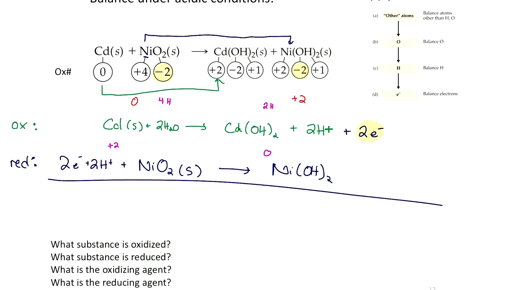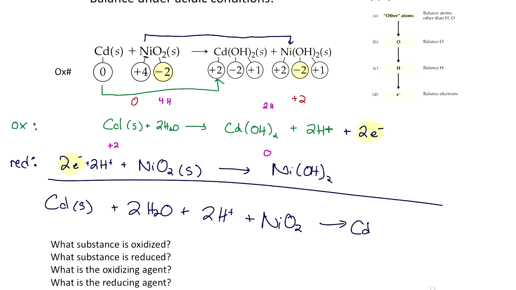And what we'll see is that the number of electrons cancel one another. So let me rewrite this. Cadmium solid plus 2 waters plus 2 H+ plus nickel(IV) oxide gives us cadmium hydroxide plus 2 H+ plus nickel hydroxide. And of course, because the electrons are on opposite sides here, they do cancel. But what else can cancel in this reaction as well? The H+, yeah, so we can cancel out those H+ because they are on each side. So that is the balanced chemical reaction.